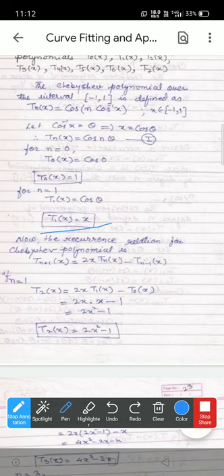You remember these also. Now, the recurrence relation for Chebyshev polynomial is Tn+1(x) is equal to 2x Tn(x) minus Tn-1(x). In this formula, if we put n equals 1, then we get T2(x) is equal to 2x T1(x) minus T0(x). So we get 2x, but T1(x) is equal to x, so substitute in this. And T0(x) is equal to 1. So we obtain 2x square minus 1. Then the third Chebyshev polynomial, that is T2(x), is equal to 2x square minus 1.